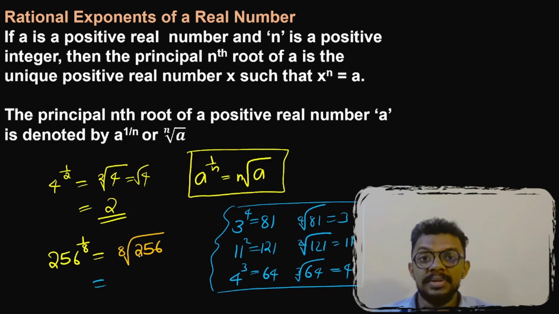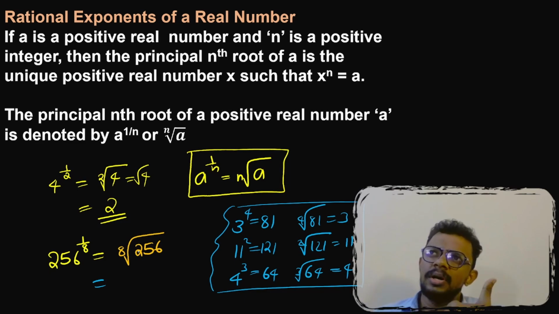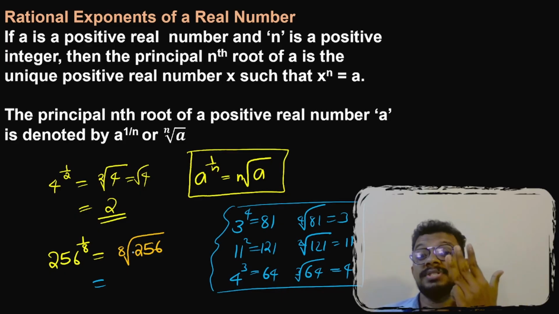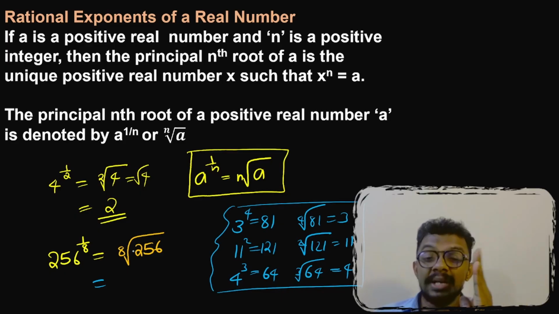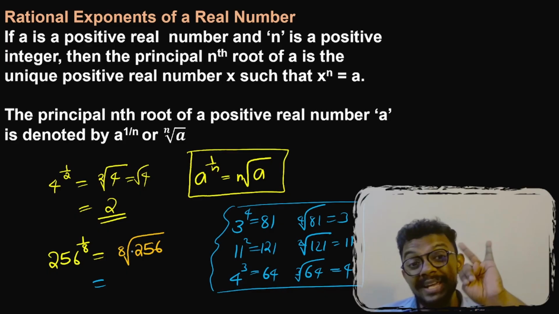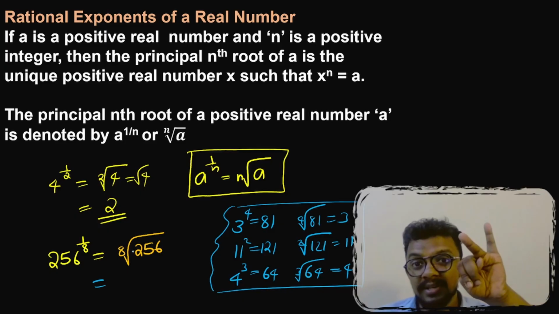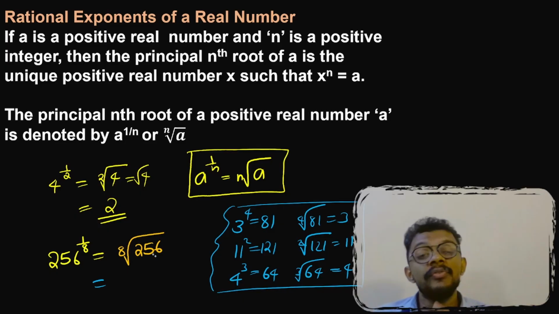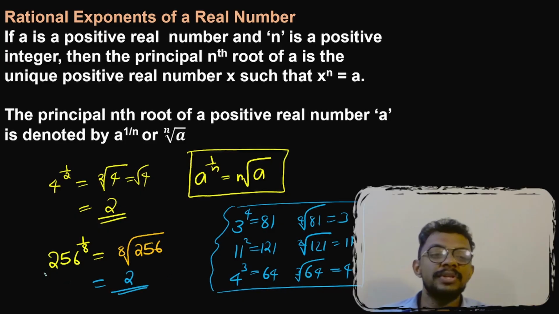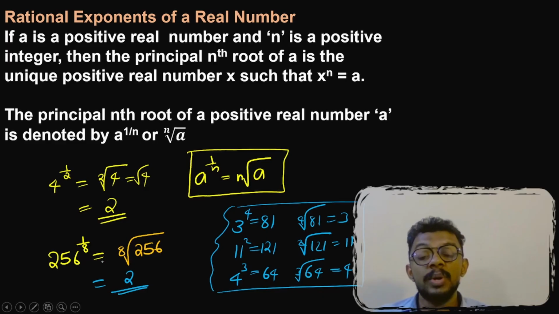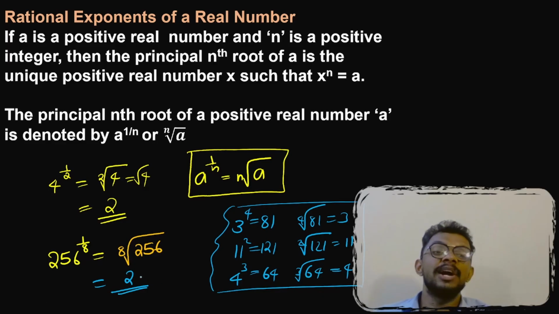That number is simple. Okay, let's check with 2. 2 raised to 1, 2. 2 into 2, 4. 4 into 2, 8. 8 into 2, 16. 16 into 2, 32. 32 into 2, 64. 64 into 2, 128. 128 into 2, yes, 256. So 2 raised to 8 is 256. So the 8th root of 256 is 2. So the value of 256 raised to 1 by 8 is 2.